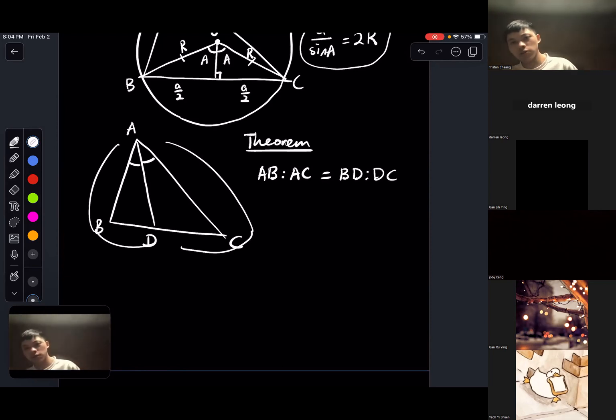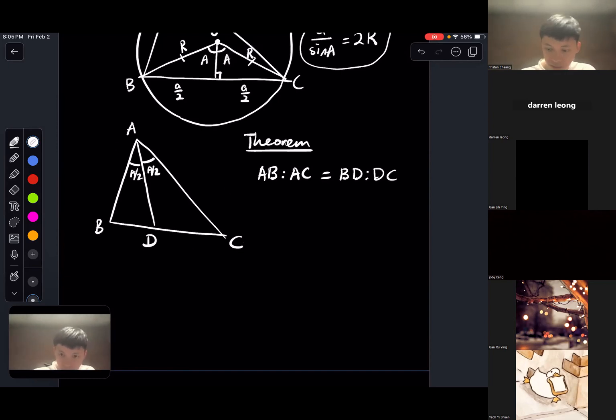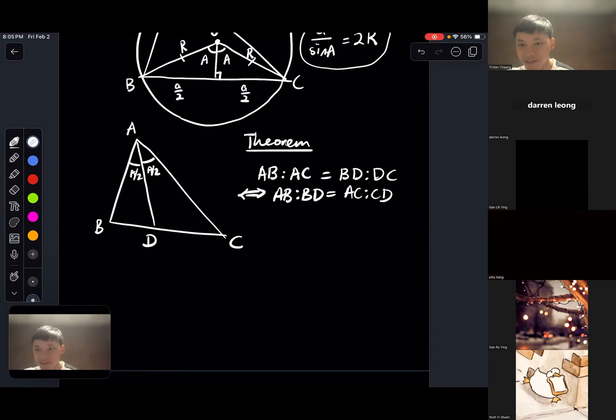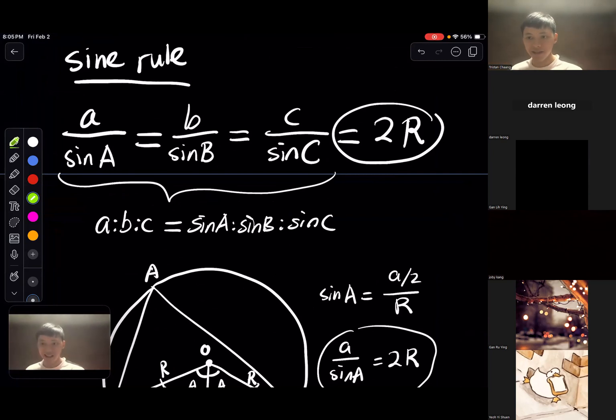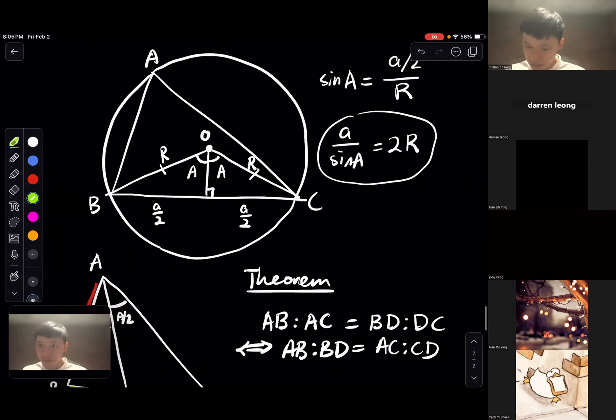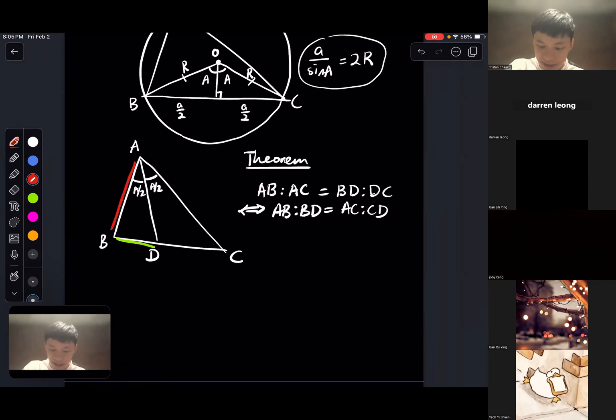So how can we prove this? We can call this angle A over 2, and this A over 2. We can rephrase this as AB to BD equal to AC to CD; we just bring the two things on the right the other way around. And AB over BD is just this side length over this side length. Remember what we said about the sine rule: the ratios of the side lengths are exactly the same as the ratios of the sines of the angles. So AB over BD is literally the same as the sine of this over the sine of this.